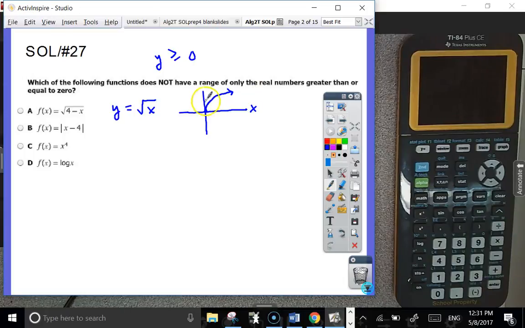What is the range? If it starts at 0, 0 and it goes off into the first quadrant. Right.